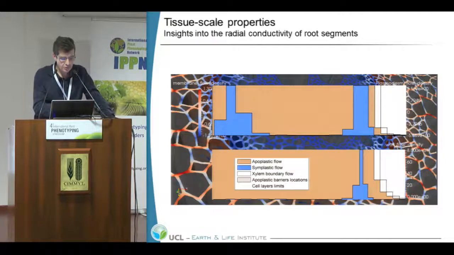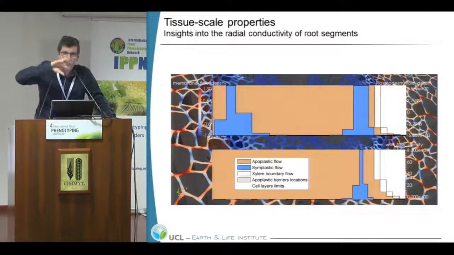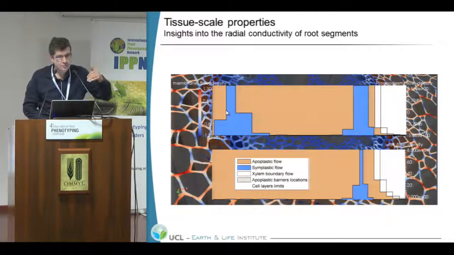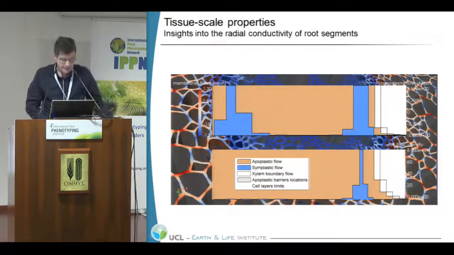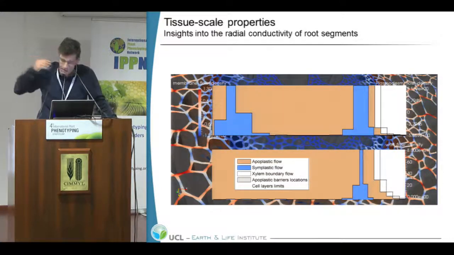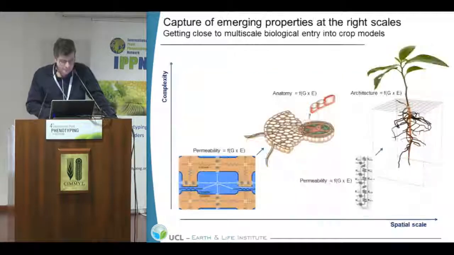From this, we are able to simulate how much of the water flow from the outer layers to the inner layers goes through the apoplast, through the symplast, through the plasmodesmata, and you see 2 contrasting scenarios if you have or if you do not have an exodermis, for example. And so these allow us to estimate the segment level radial conductivity, which was the higher properties.